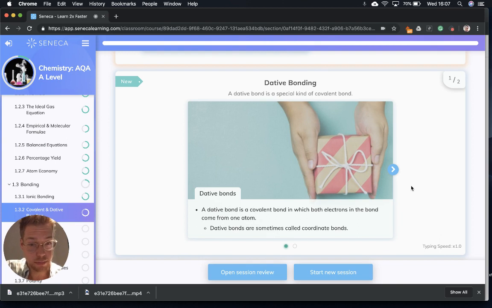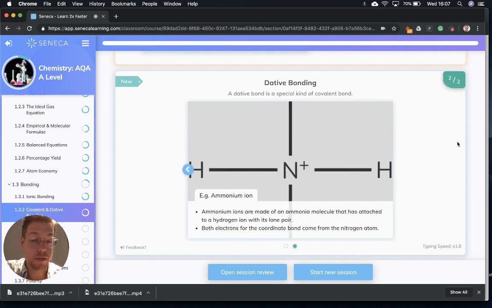A dative covalent bond is a special type of covalent bond, and it's a bond in which both electrons in the bond come from one atom. They are sometimes called coordinate bonds. So you may have heard a dative covalent bond being called a coordinate bond.